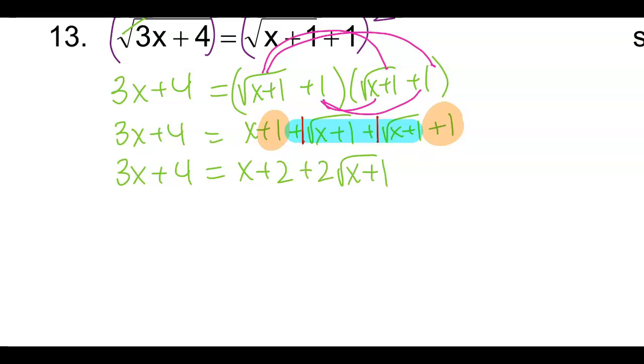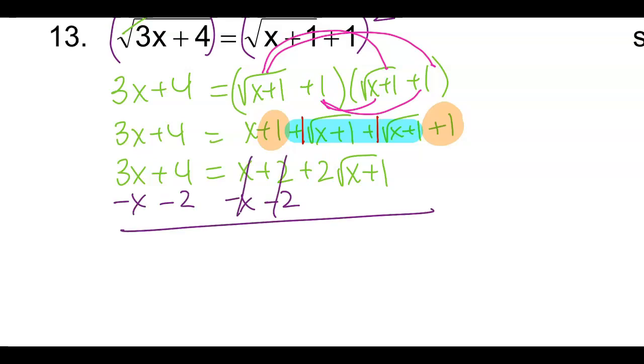Okay, well, let's kind of simplify this a little bit. Keep in mind, this 2 is attached to this radical by multiplication, so you can't touch that right now. What I can do is I can move the x and I'll move the 2. Not the 2 that's attached to the radical, but the 2 that's next to it. So we're going to have 2x plus 2 equals 2 square root of x plus 1. Keep in mind, this radical has that 1 underneath, so make sure you include that.